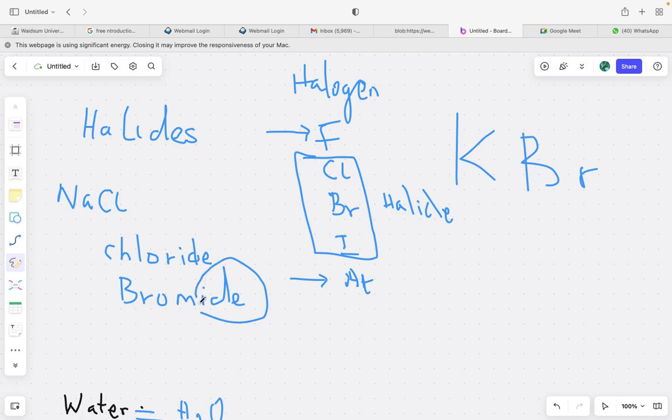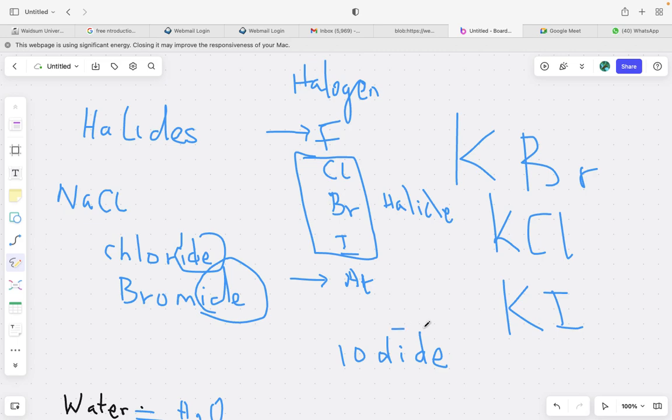If it's chlorine, you say potassium chloride. You don't say potassium chlorine. Is that okay? If it's iodine, you say potassium iodide. You don't say potassium iodine. It must end with IDE. But you must mention the metal first.